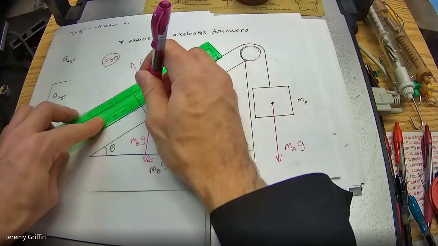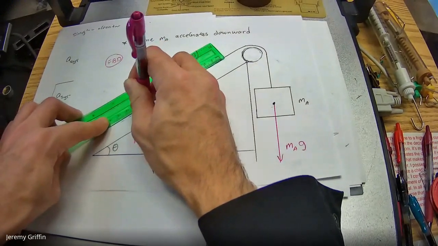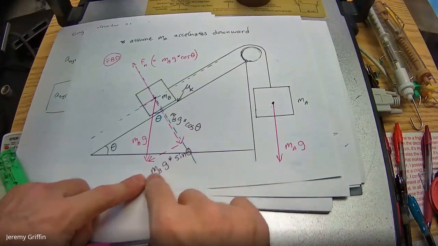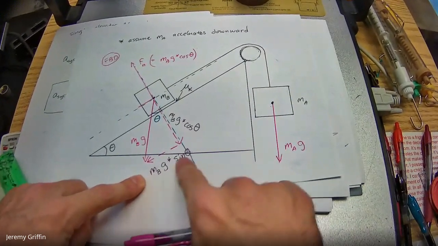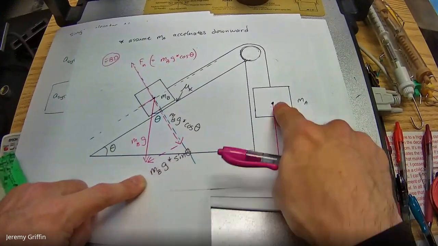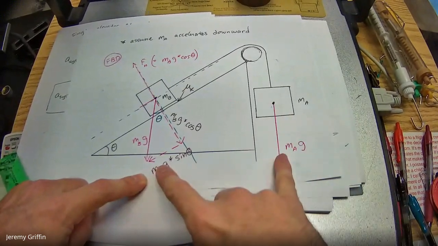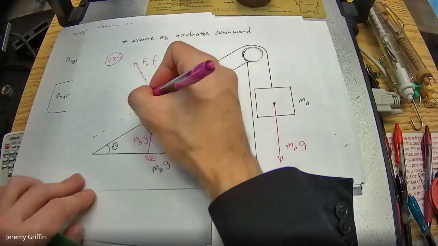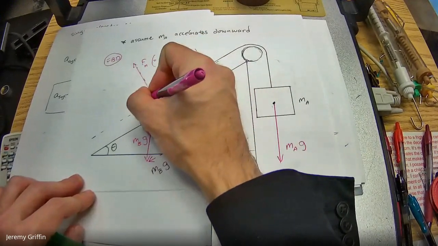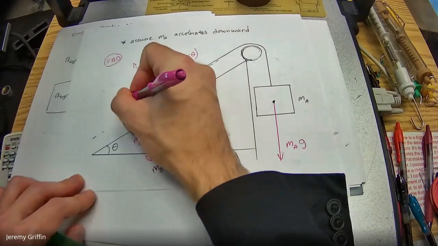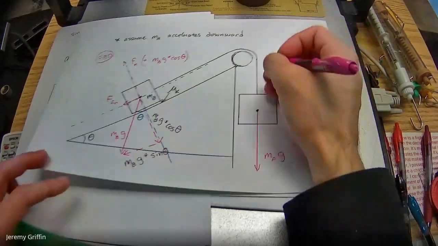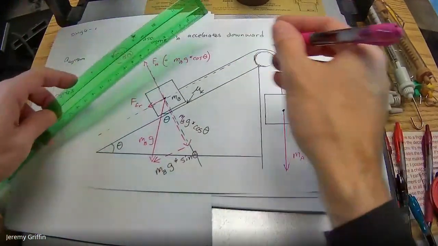If it was ambiguous, what you would actually do is compare this component, MBG sine theta, to MAG, and then whichever one is bigger is going to determine the direction of motion. Friction will change the rate of acceleration of it, but I'll call this force friction like that. Now, I could add on a couple more forces.